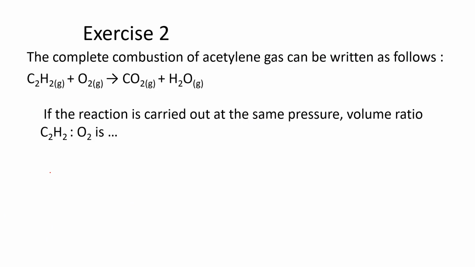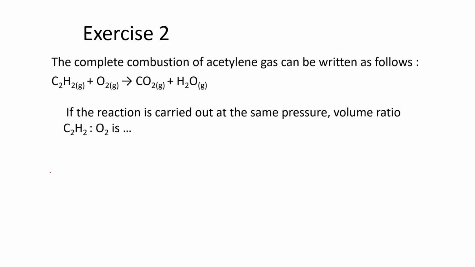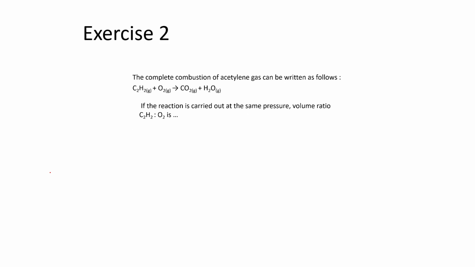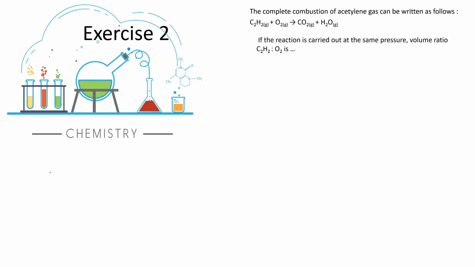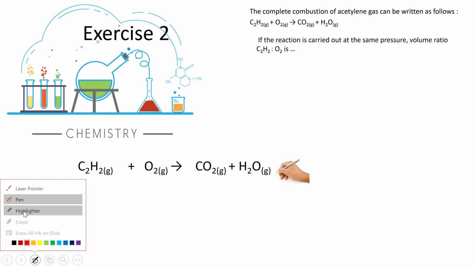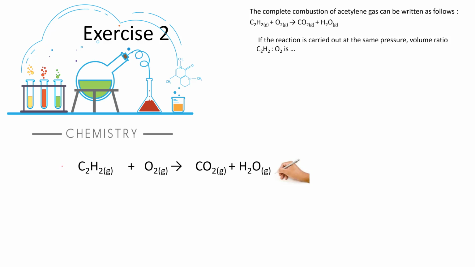For the second exercise, I have acetylene gas, which can be used in a combustion reaction as follows, and the question is the volume ratio between acetylene and oxygen. Let's go here. What we have to do first is write down the equation of the reaction, and then take a look at the elements on each side.